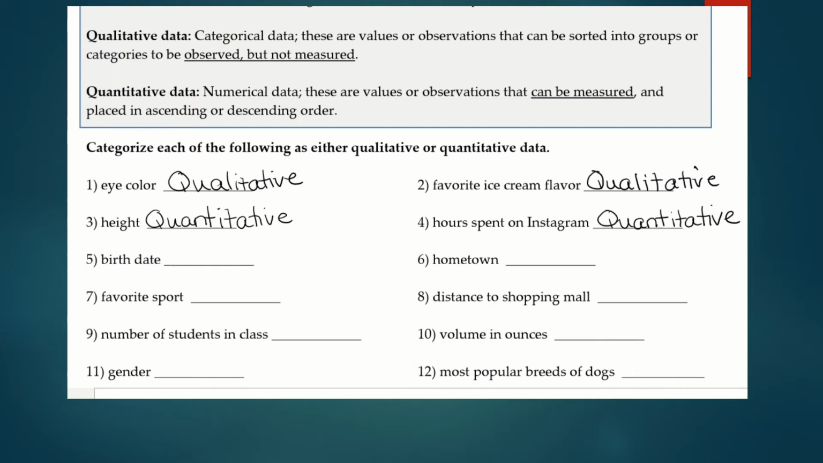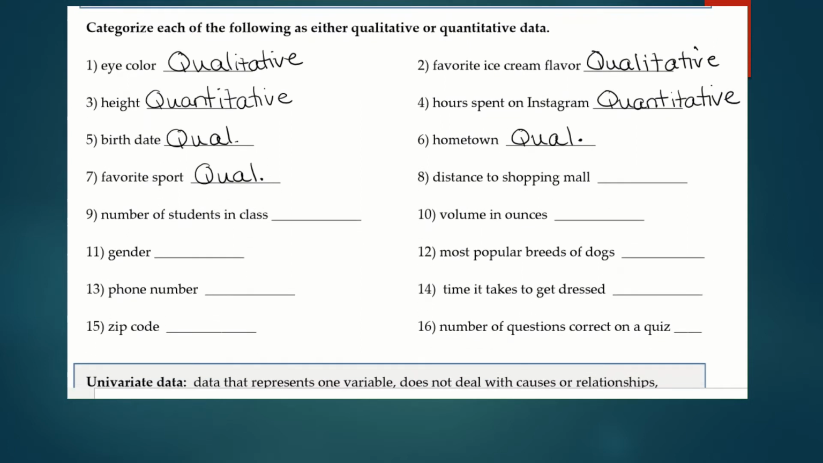Birth date. So birth date is tricky. Although there are numbers associated with your birth date, it is not something that can actually be measured. So in this case, your birth date is qualitative data. I'm just going to say qual. Your hometown, same thing, qualitative data, not something that can be measured, just something that can be observed. Favorite sport, qualitative data. It's a category, not something that we can measure, just something we can observe. We can sort it into groups.